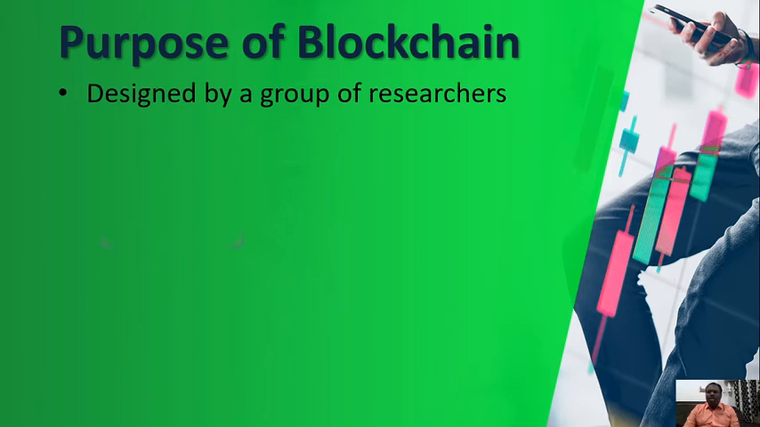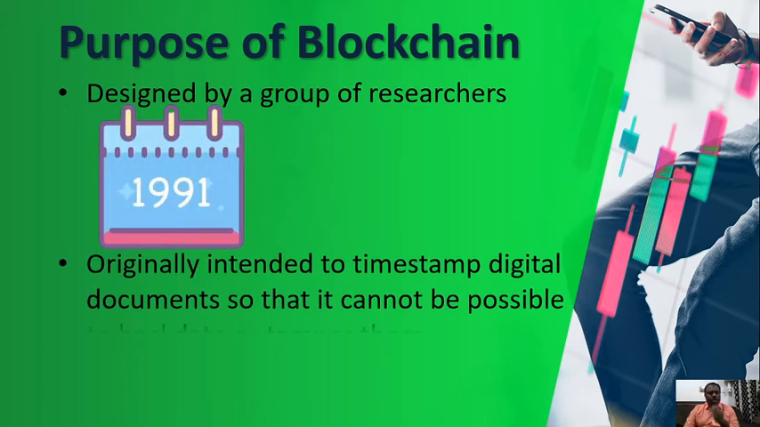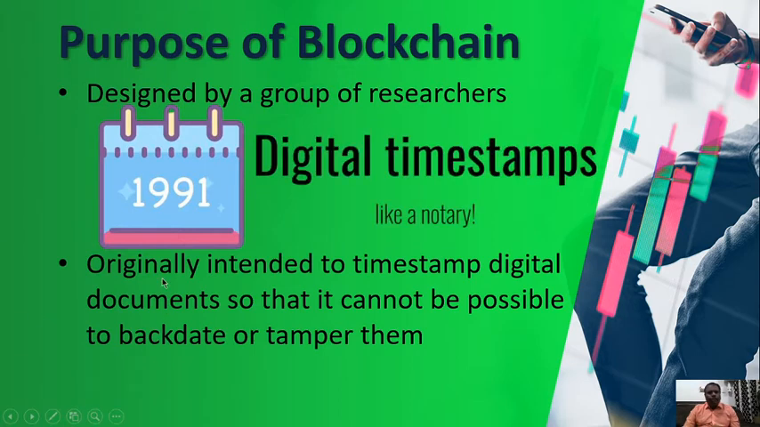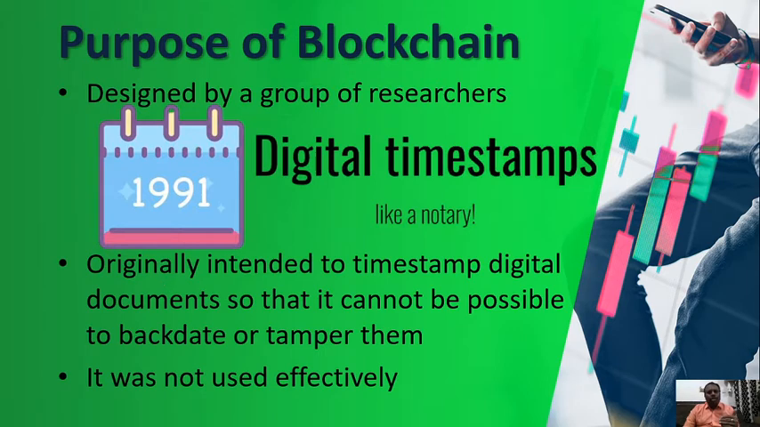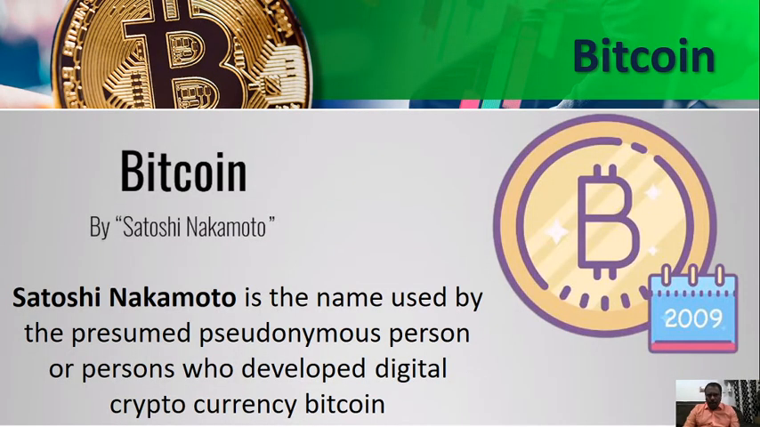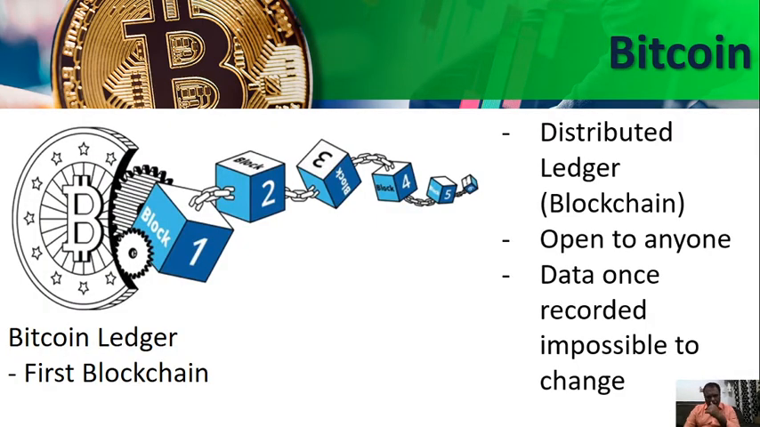What is its purpose? It was designed by a group of researchers in the year 1991. It was intended to timestamp documents and make them digital. It was not effectively used at that point in time. So in the year 2009, Satoshi Nakamoto, a group or an individual, decided to use blockchain, and the first instance of it was Bitcoin. So Bitcoin became the first blockchain.